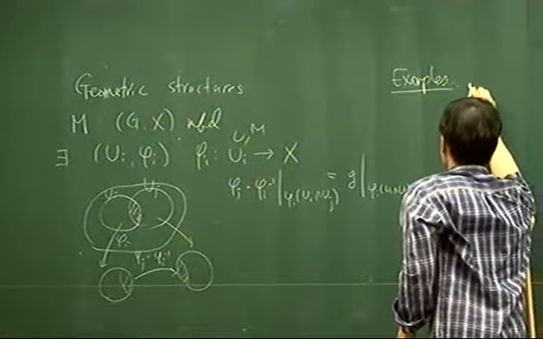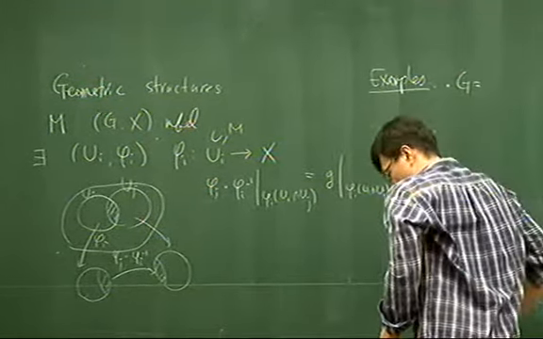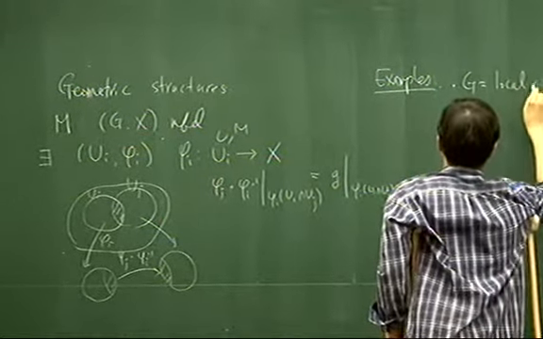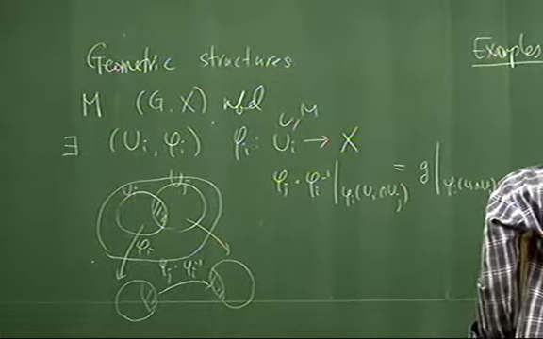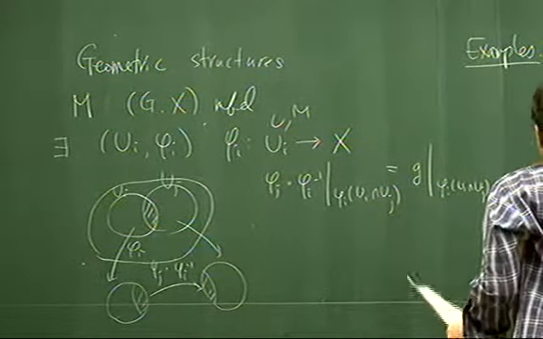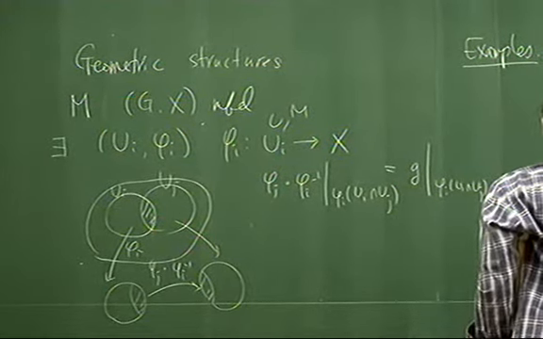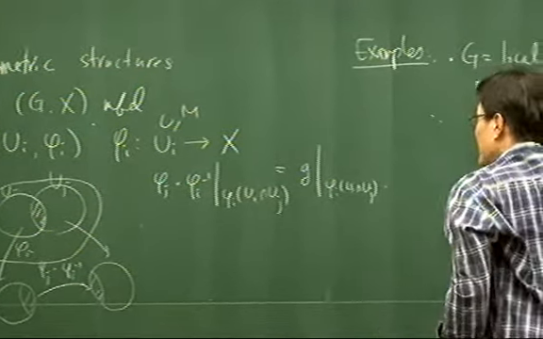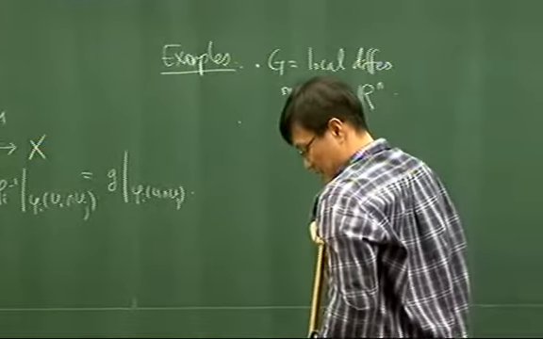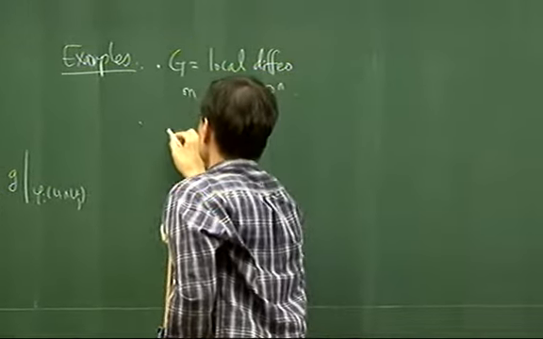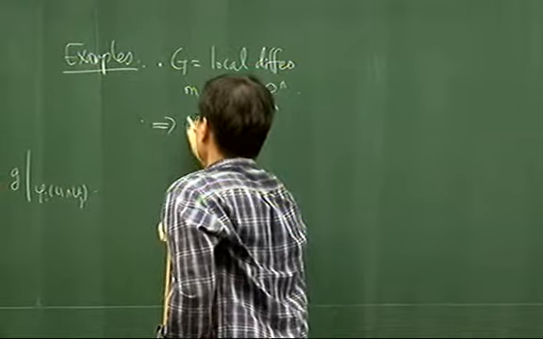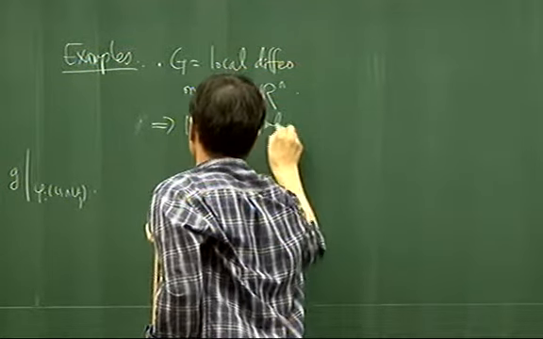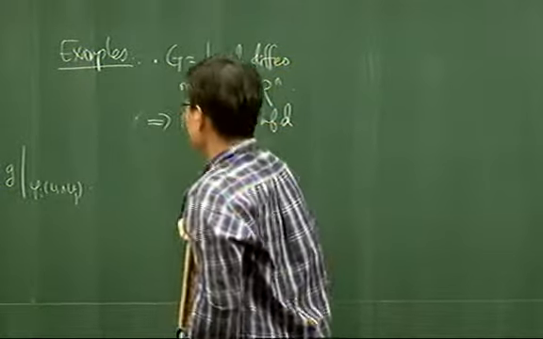So as I mentioned already, if G is a groupoid of local diffeomorphisms on R^n, so R^n is our model manifold in this case, then M is just a C-infinity manifold. Okay.